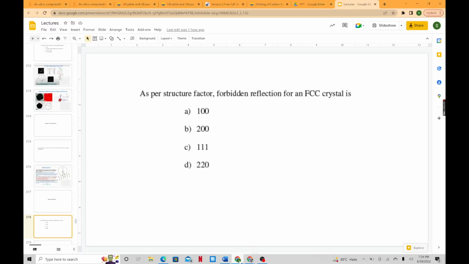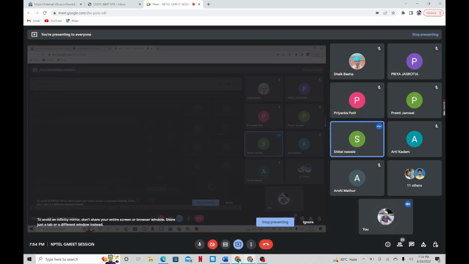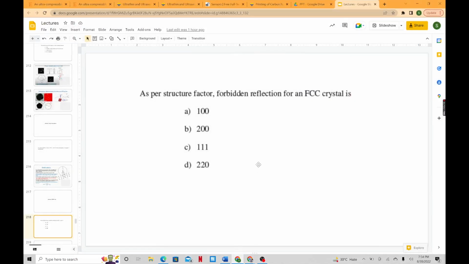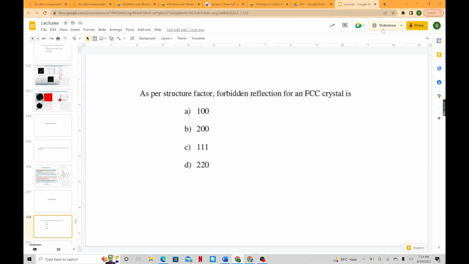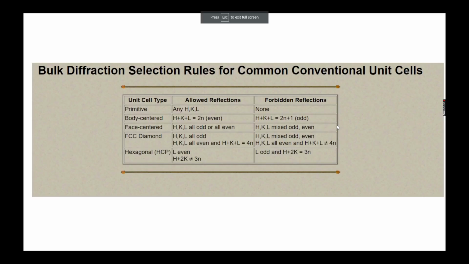100. Right. So here for the forbidden, they should be mixed. So you just remember this thing. It can be asked in your assignments about the BCC or SCP or anything else. Since it is asking about the FCC, it should be mixed odd even.